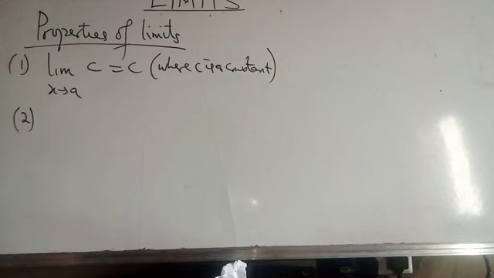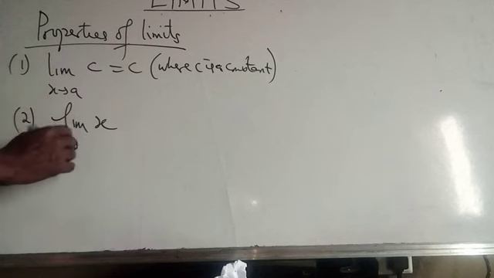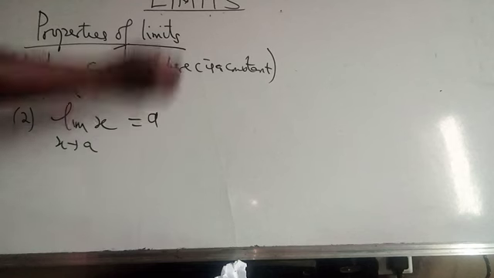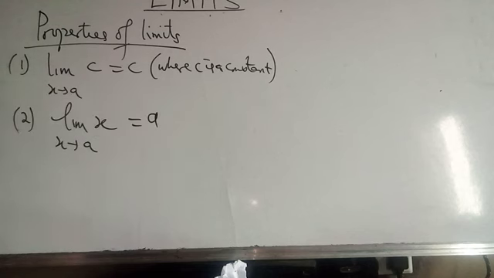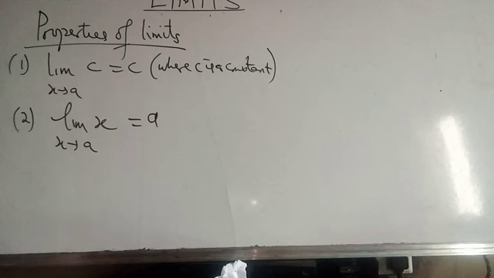Now, the limit of x as x tends to a. It means that as x approaches a, you want to take the limit of x, the result will be a. So you are taking the limit of x. When x approaches a, it means that when a replaces x, you have a. The third one.